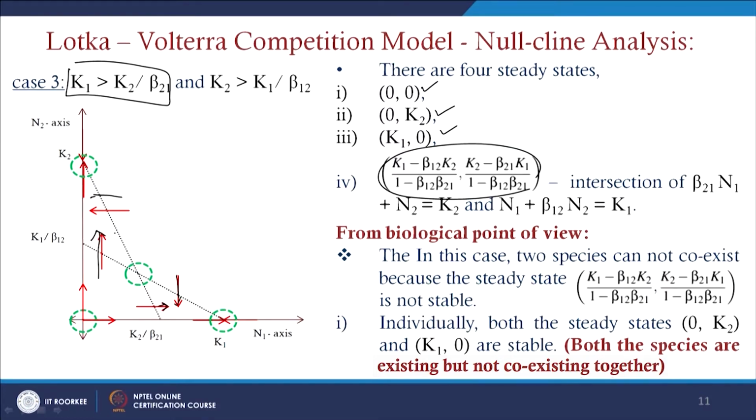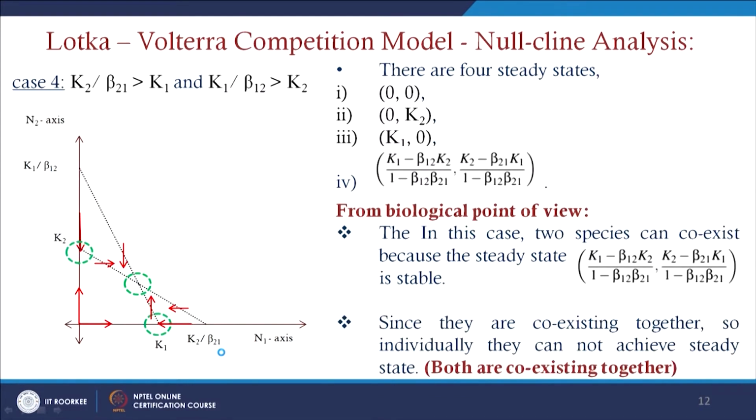Individually, if you see here, we can find that both these species are stable, but not coexisting together here. Since at the K2 level we are finding a stable point here, and at the K1 level we have also obtained a stable point here. So, individually both the steady states (0, K2) and (K1, 0) are stable, but not coexisting together.